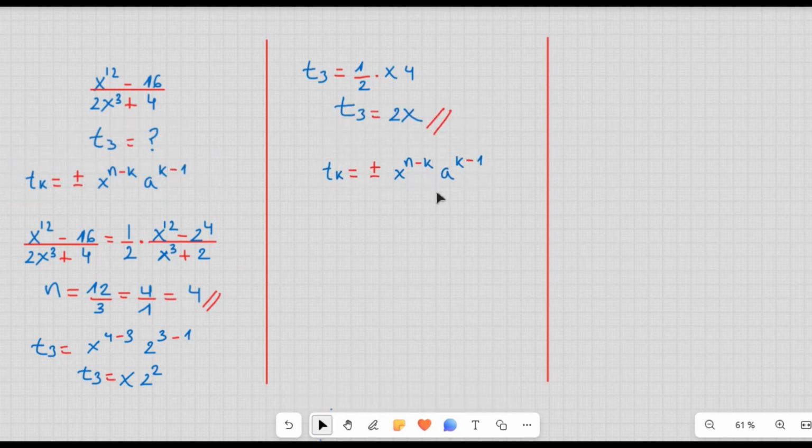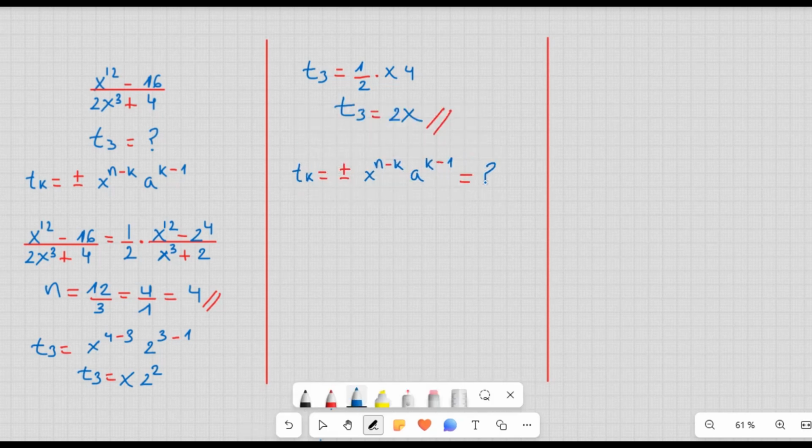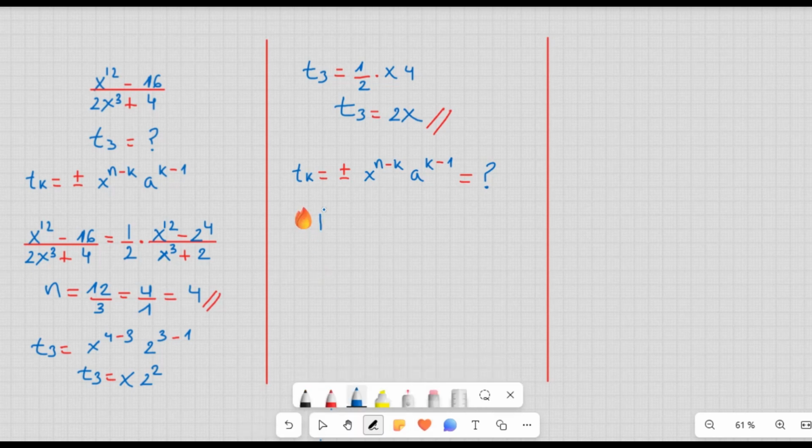Now, the question arises of exactly where this general formula we used to calculate term k comes from. To prove it, we write the full expansion of the quotient as a polynomial p of x with n terms. This expansion starts with x raised to the n minus 1, followed by minus x raised to the n minus 2 times a, and so on.